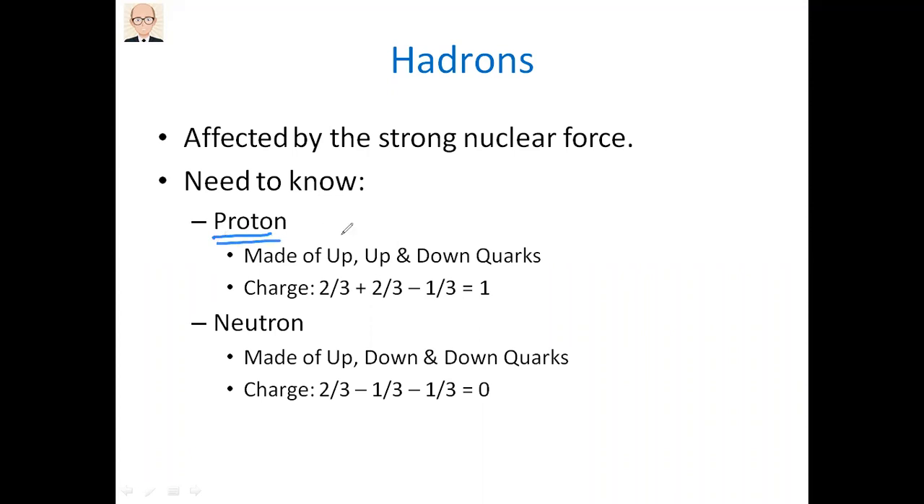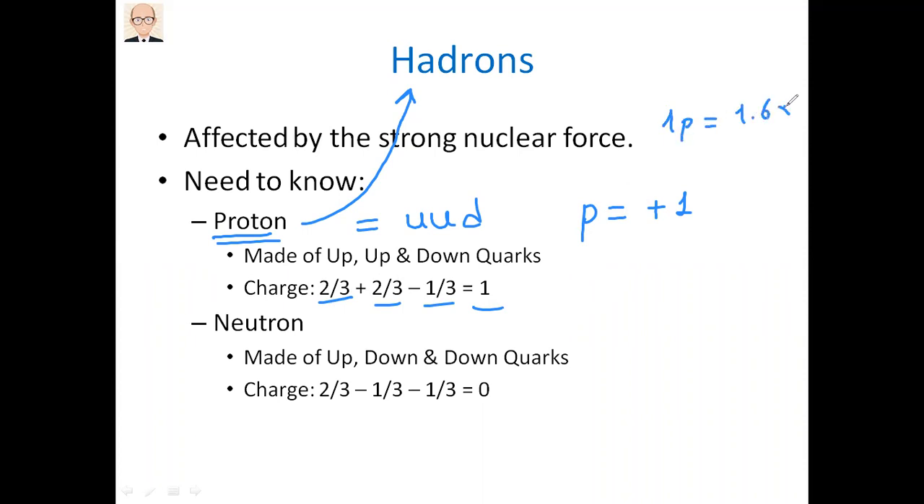The first one is proton. The proton is a kind of hadron, and the proton is made up of up, up, and down quarks. If we look at the charges of these 3 quarks, we know that up quark has a charge of +2/3, the other one also +2/3, and down quark has a charge of -1/3. So if we add all of these 3, it's going to give us +1. So that means it's the charge of proton. We know that the charge of one proton equals 1.6 times 10 to the power of -19 coulomb.